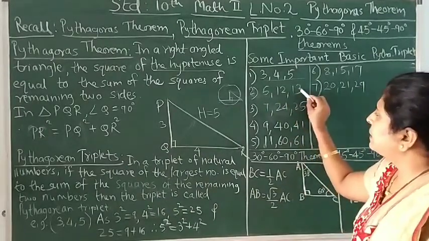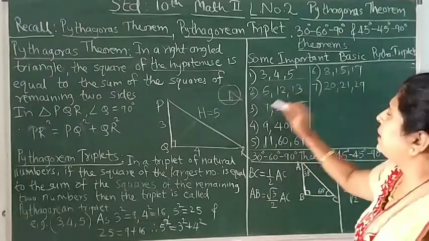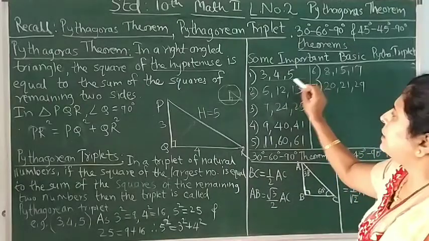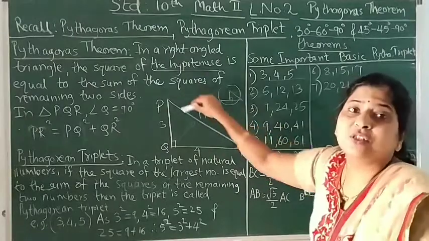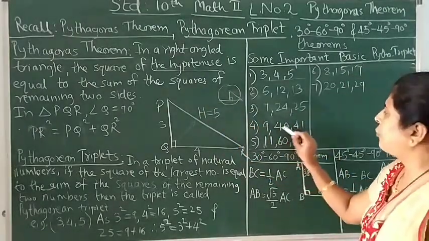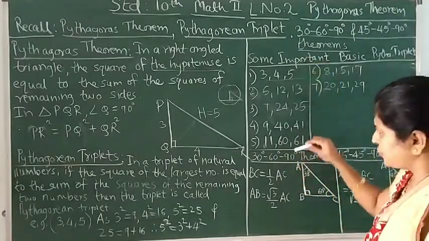So it means that 13 square is equal to 5 square plus 12 square. So 5, 12, 13 can be the sides of the right angle triangle, where the largest number 13 is going to be the hypotenuse. So if this is 5, this is 12, the hypotenuse is going to be 13, like that. 7, 24, 25; 9, 40, 41; 11, 60, 61. These are the 5 such triplets.